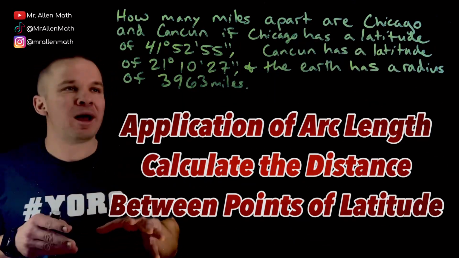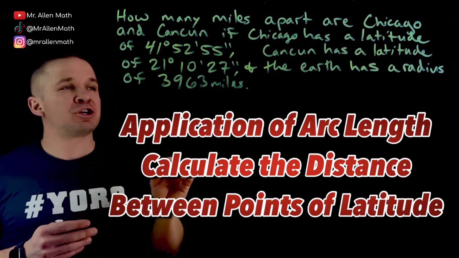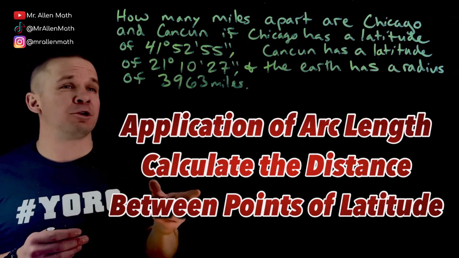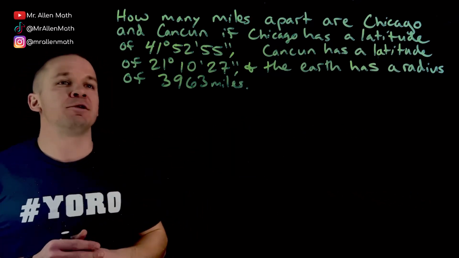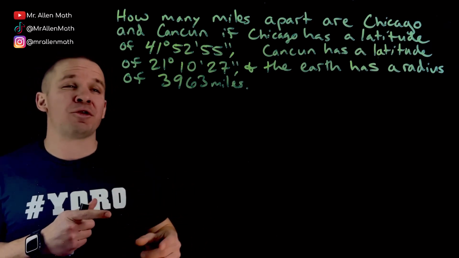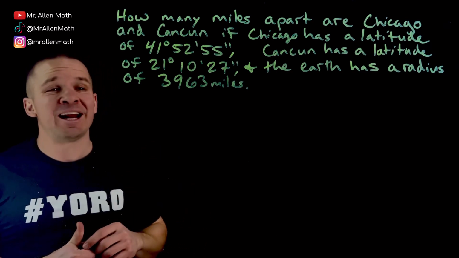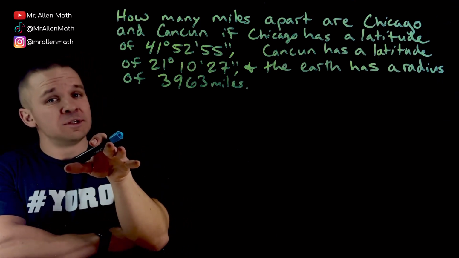We got ourselves a dope application problem. How many miles apart are Chicago and Cancun if Chicago has a latitude of 41 degrees, 52 minutes, 55 seconds, and Cancun has a latitude of 21 degrees, 10 minutes, 27 seconds, and the Earth has a radius of 3,963 miles?